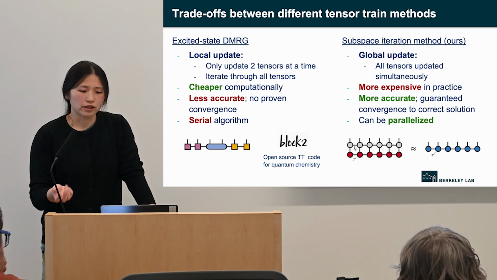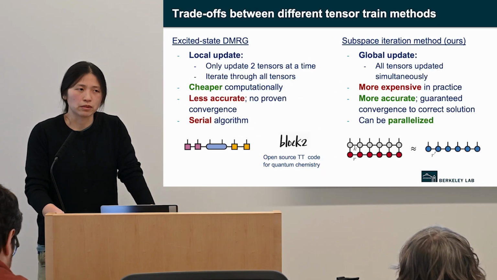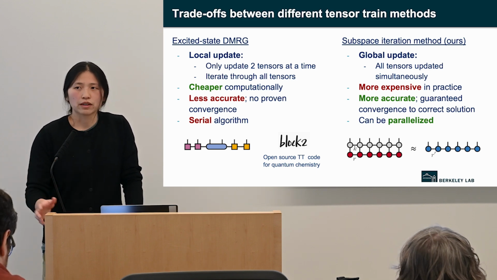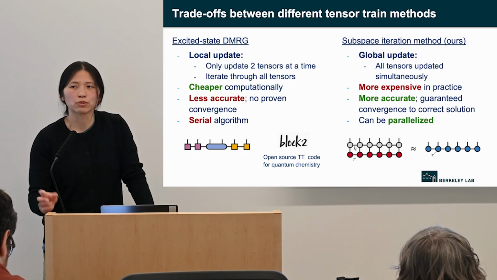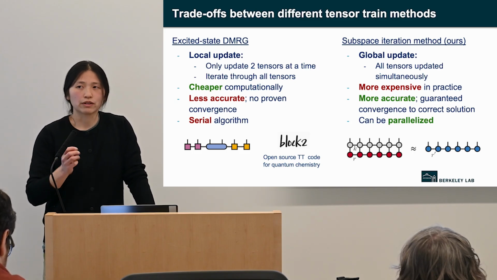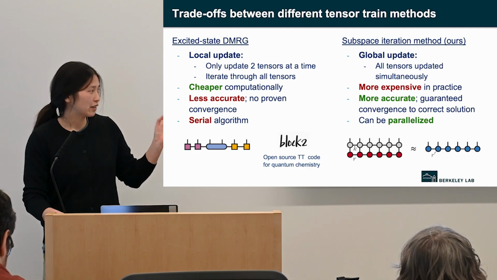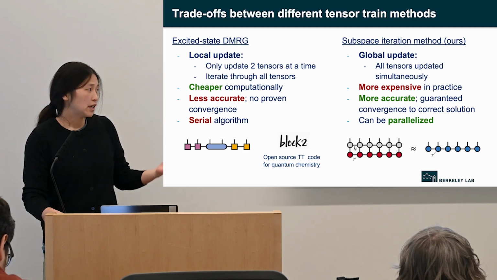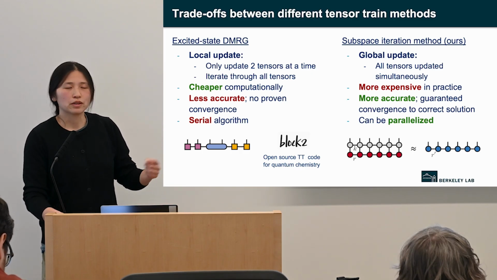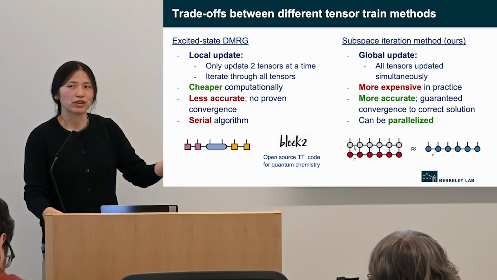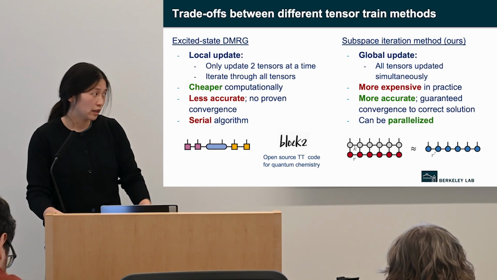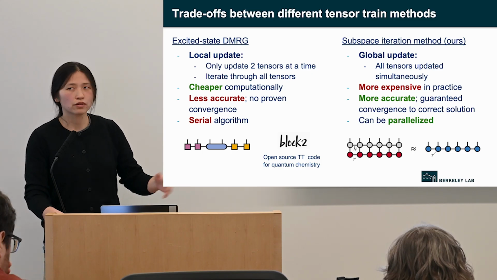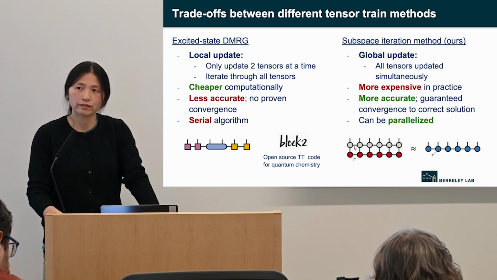The second method that we look at is subspace iteration. This is a global update method, meaning that all of the tensors in the tensor train are updated simultaneously. At the bottom, I have a diagram representing matrix vector multiplication in the tensor train format. The gray row of tensors on the top is the matrix in the tensor train format. And then the row of red tensors on the bottom is the tensor train vector that we're multiplying the matrix to. And the output of that is going to be another tensor train vector, and it's shown in blue. During this procedure, all of the tensor cores are updated, so all of them are colored blue.